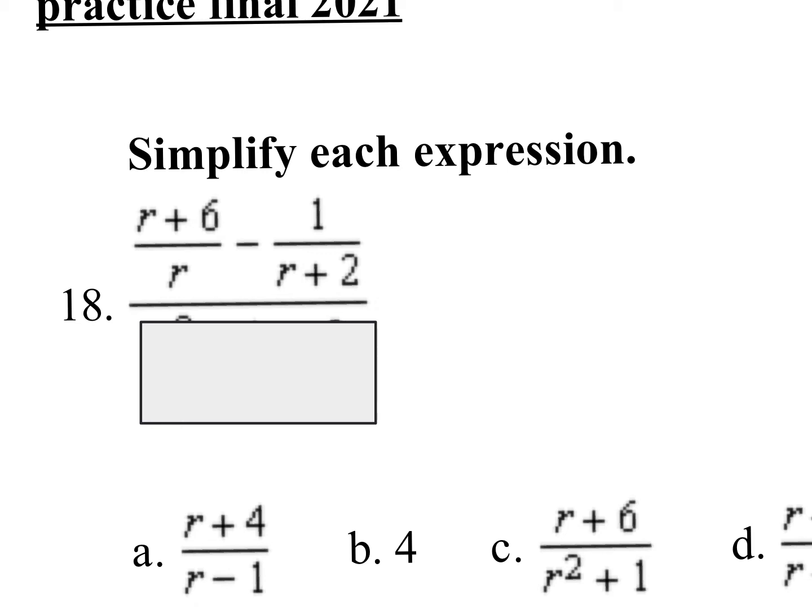I'm just going to forget about the bottom for a moment, pretend that this is my only problem, that I need to subtract these two fractions. Of course, I need a common denominator. So the common denominator will be r times r plus 2.